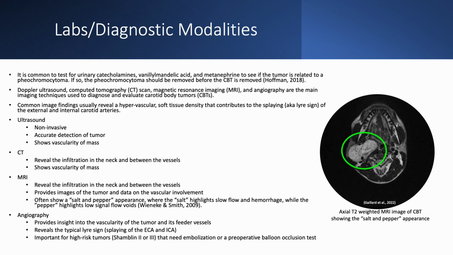Okay, moving on to the labs and diagnostic modalities. We did kind of cover the diagnostic modalities in detail, so I'm not going to spend too much time on those, but considering the labs, it's common to test for urinary catecholamines, vanillylmandelic acid, and metanephrine to see if the tumor is related to a pheochromocytoma. If so, that should be removed before the carotid body tumor is removed. And like we said before, Doppler, vascular ultrasound, CT scan, magnetic resonance imaging or MRIs, and MRAs are the main imaging techniques used to diagnose and evaluate the carotid body tumors.